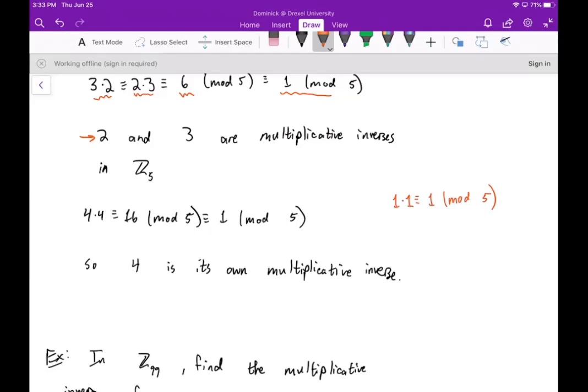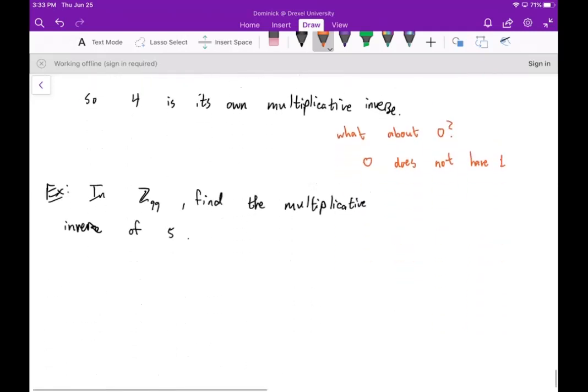Right, now what about 0? Zero will not have one, right, because you can't multiply 0 by anything and get 1, right? So in that case, 0 will not have one.